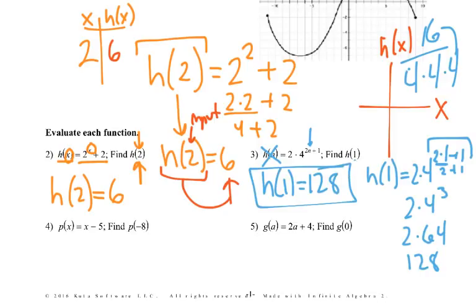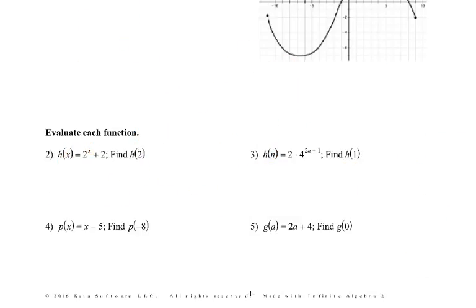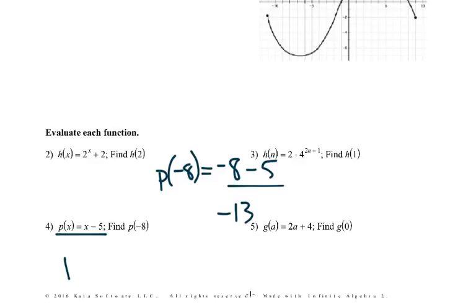Alright, and so let's just work through those ones and go from there. So p of x equals x minus 5, p of negative 8. So p of negative 8 equals negative 8 minus 5. Negative 8 minus 5 is negative 13. So p of negative 8 equals negative 13.